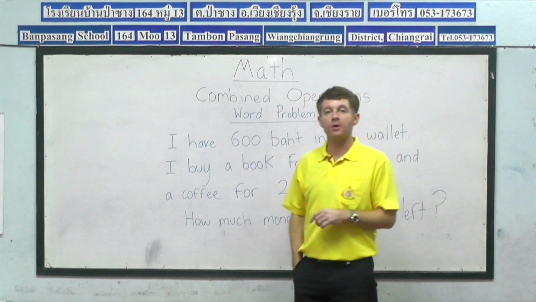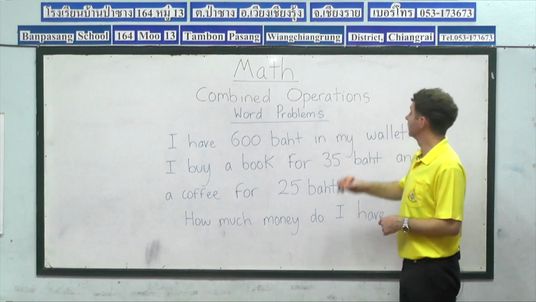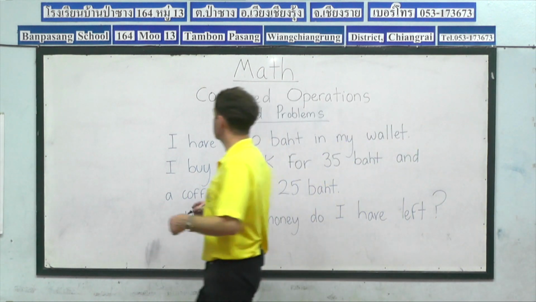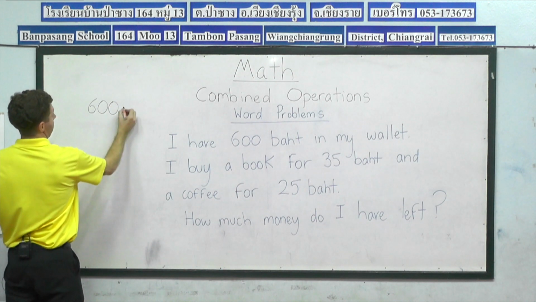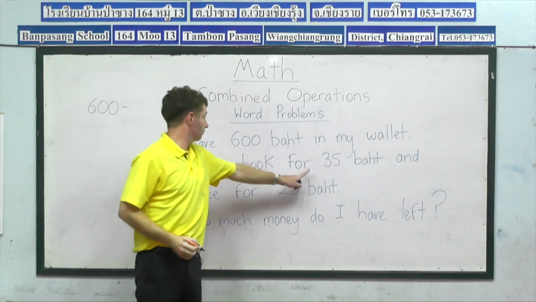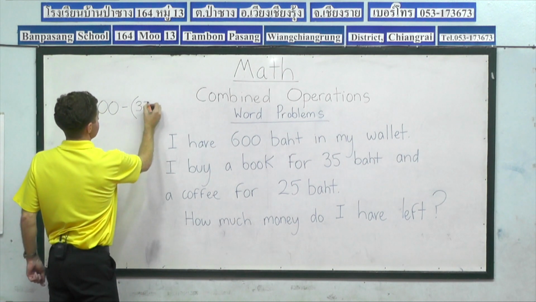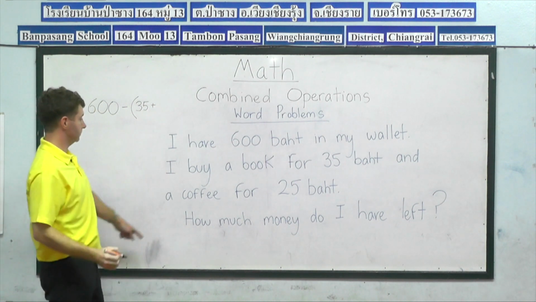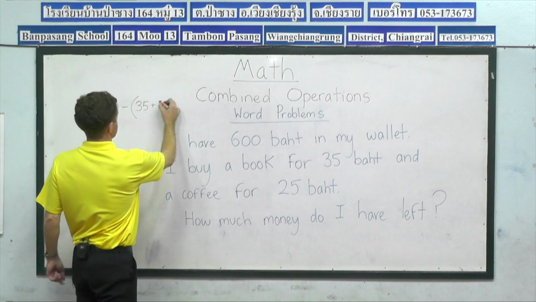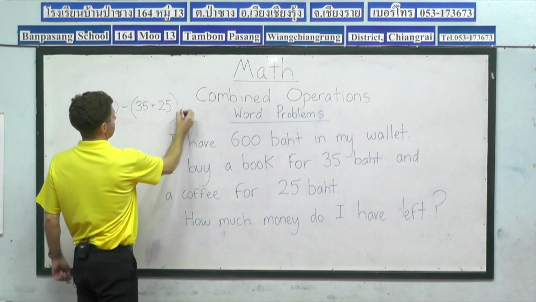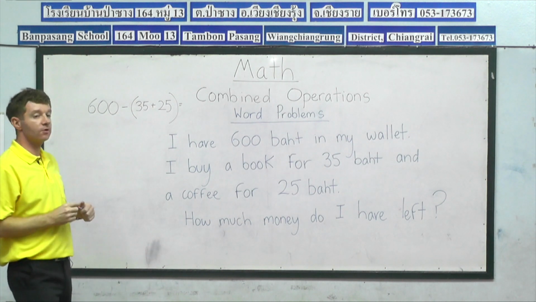Okay, so this is what we call a combined operation. So how much money do I start with? 600. Okay, so let's see, we can write the equation here. 600 minus, so open brackets, minus 35 plus 25. Close brackets. So, following the steps that we've done so far, which sum will we do first?